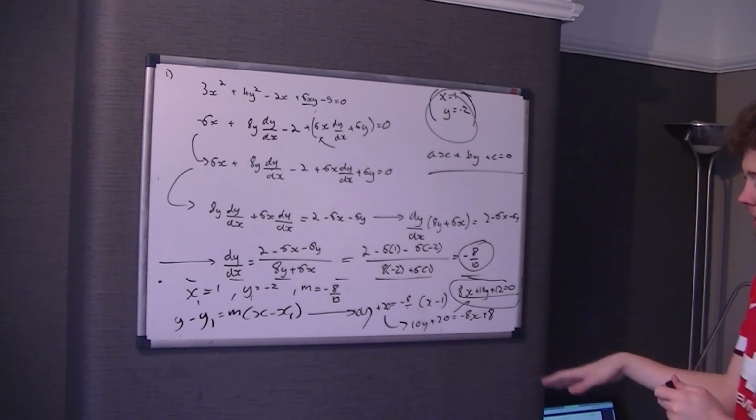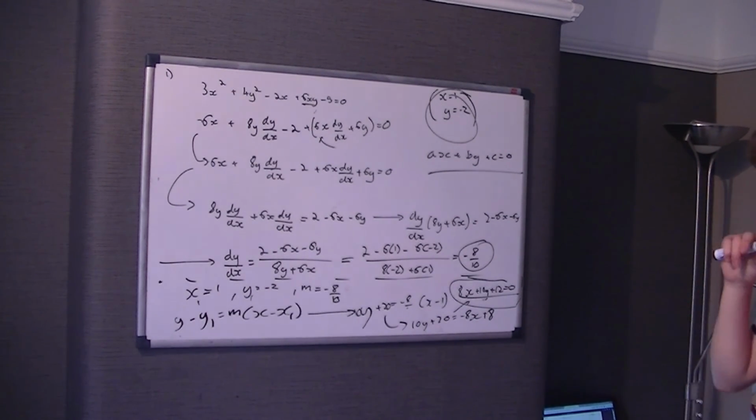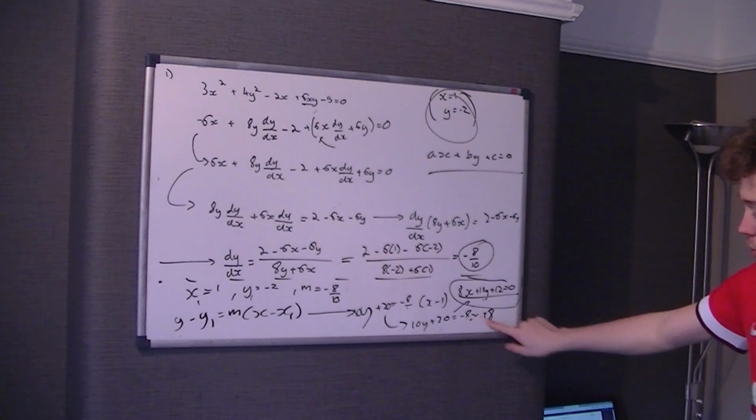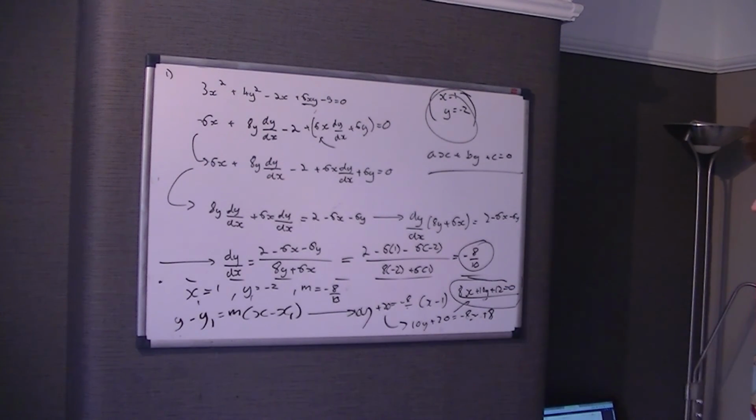Now, as I said, if you had moved the 10y and the 20 to the other side instead of what I've done, then you would have got negative 8x, take 10y, and then you would have taken 20 away from the positive 8, which would get you negative 12. So just to reiterate, it's negative 8x, negative 10y, take 12, okay? So really it's just moving all that onto the other side. Either way you would get the same answer.